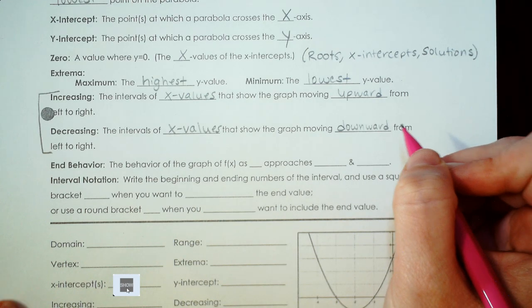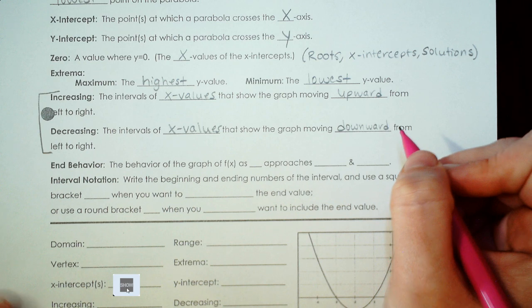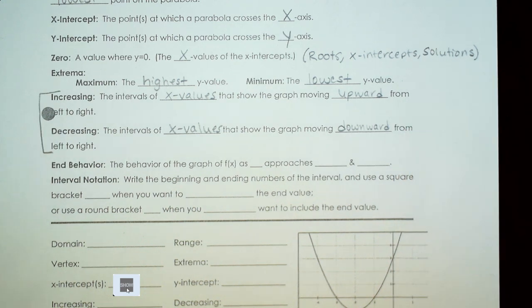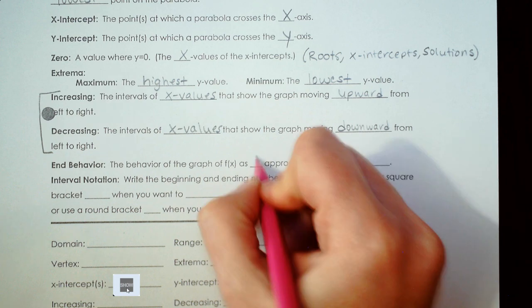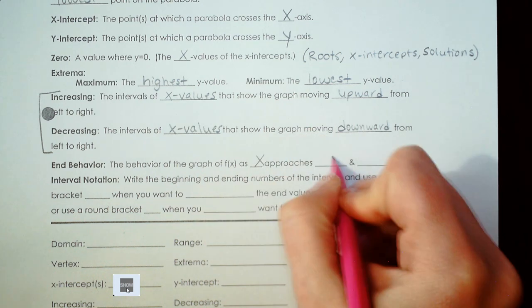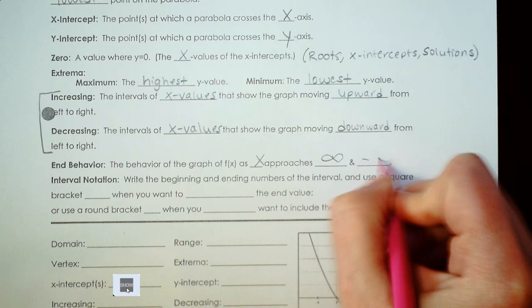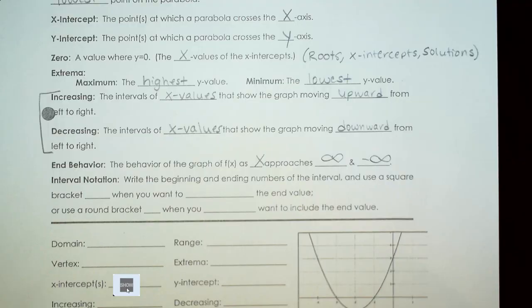And behavior we talked about with linear functions also. This is where do your arrows on the ends of your graph point to. So here, the behavior of the graph of f of x as x approaches infinity and negative infinity. And we'll look at some examples of that also.